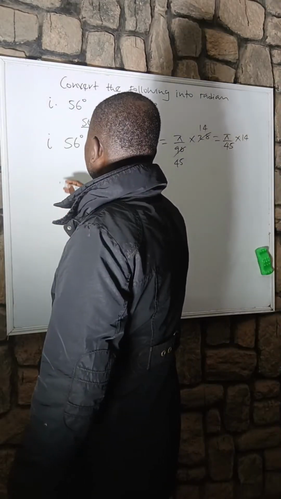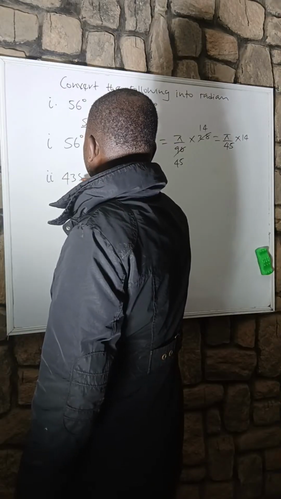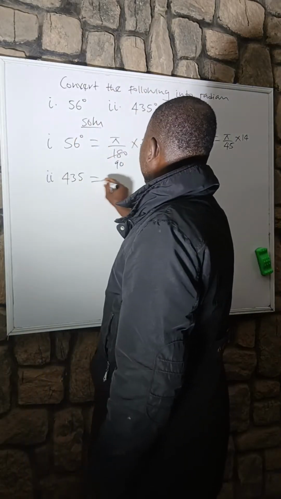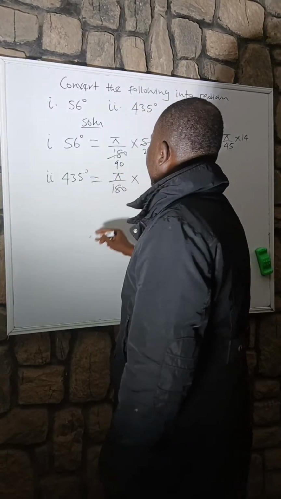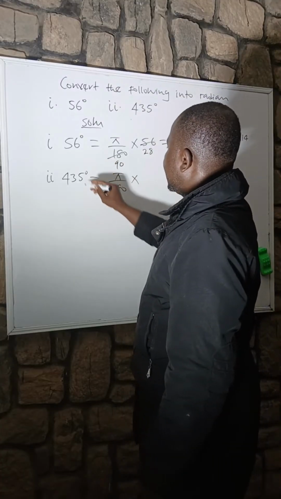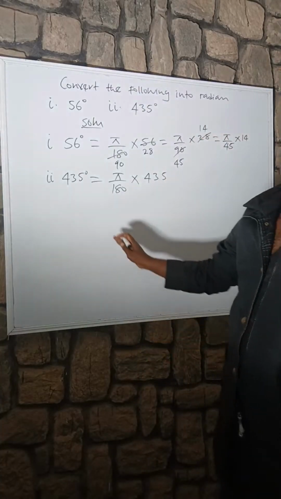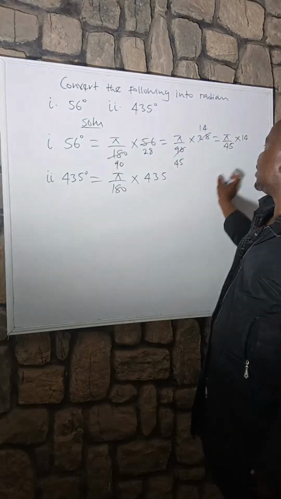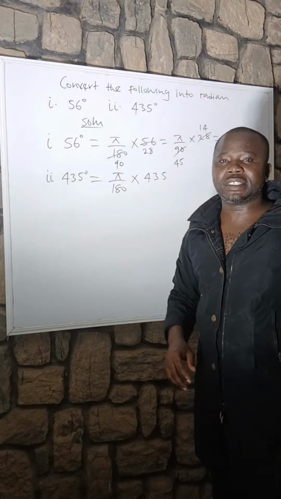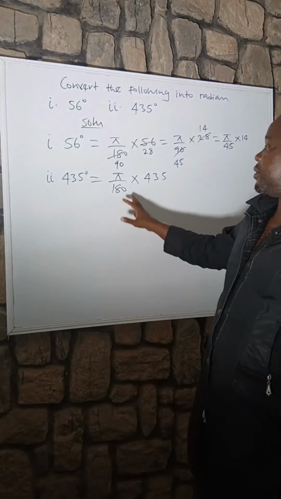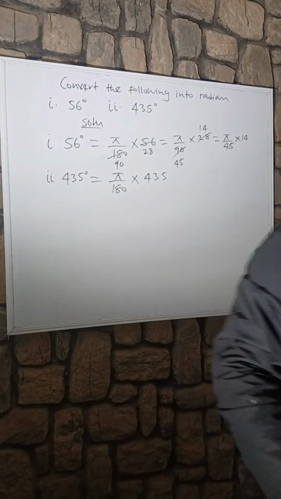Then our ii, 435, is equal to pi all over 180 times 435 degrees. So I want you to do this, either use your calculator to do everything. At the end of the day, any answer you get, that is all, as long as you know how to multiply. Is that clear? So any question? Do you have any question?